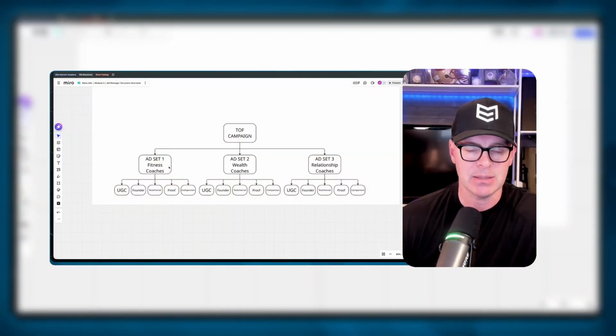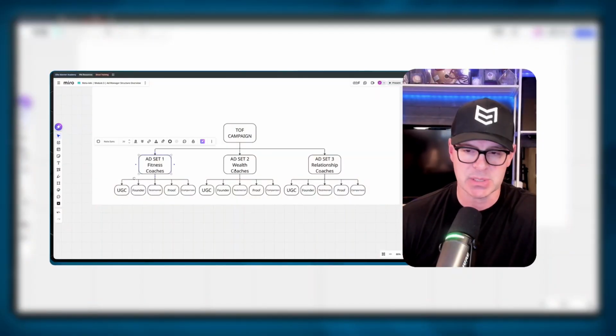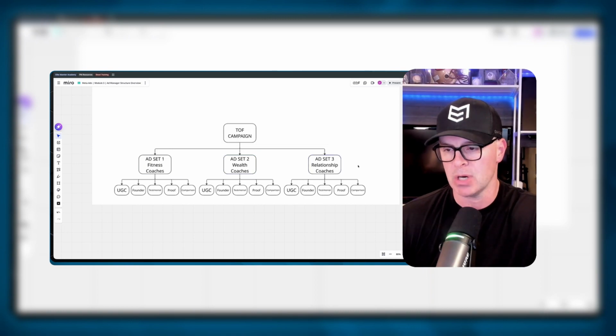So let me give you an example, if I were running ads to this offer, for example, my ideal audience are coaches and consultants. So I would hit probably the 3 main core categories: fitness coaches, wealth coaches, and relationship coaches. Now, unfortunately, Meta doesn't let you target fitness coaches. They might have some targeting that's still there, but more than likely, the interests are going to disappear.